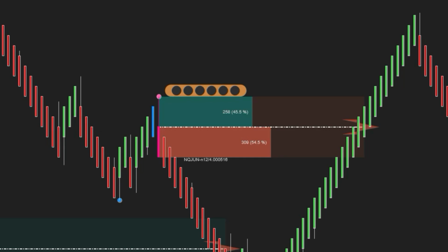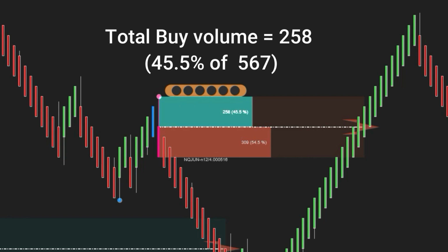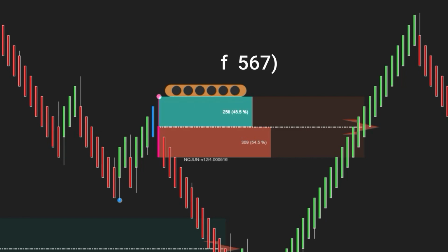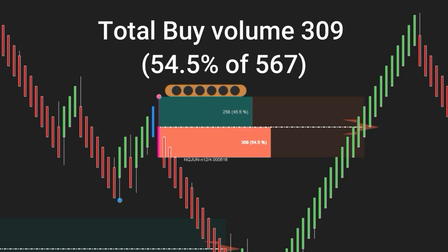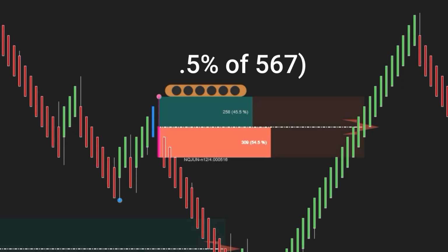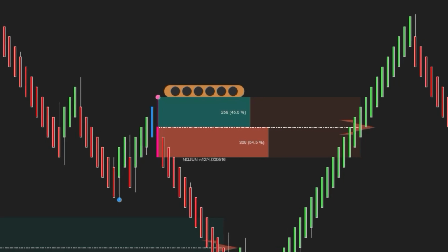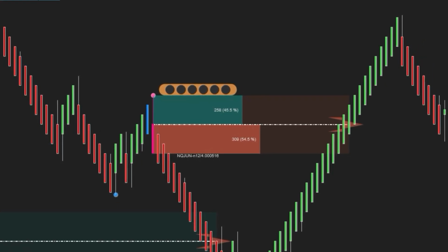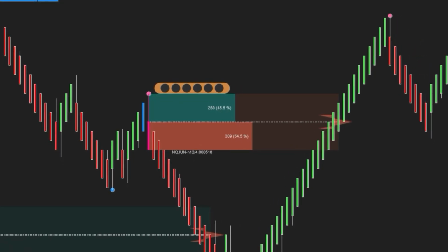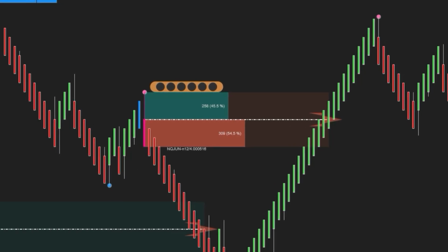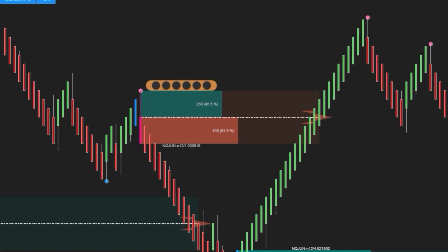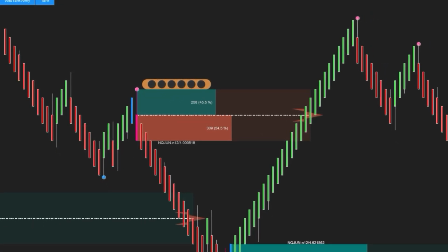At this point, the indicator performs a detailed breakdown of buy and sell volume within the newly defined supply zone. The results are buy volume, 258, accounting for 45.5%. Sell volume, 309, accounting for 54.5%. This ratio indicates that sellers are in control within the zone, with sell volume clearly outweighing buy volume. However, it's important to understand that this is supplementary data provided by the indicator designed to give traders additional context, not to act as the sole decision-making factor.